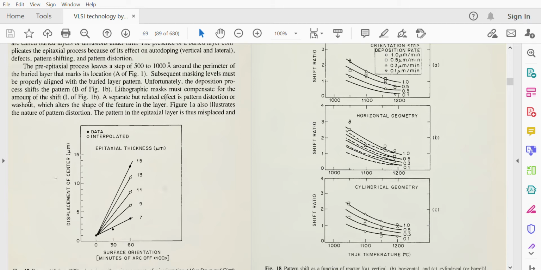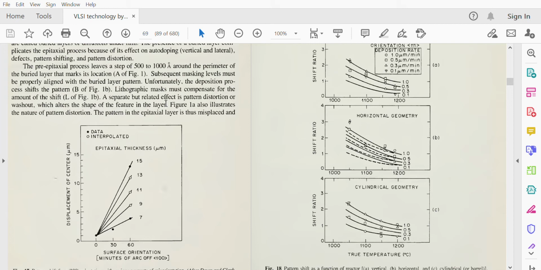Subsequent masking levels must be properly aligned with the buried layer pattern. Unfortunately, the deposition process shifts the pattern and the lithography mask must compensate for the amount of shift. A separate but related effect is pattern distortion or washout, which alters the shape of the feature in the layer. So what are the consequences that the buried layer is putting on the design of the epitaxial layer?